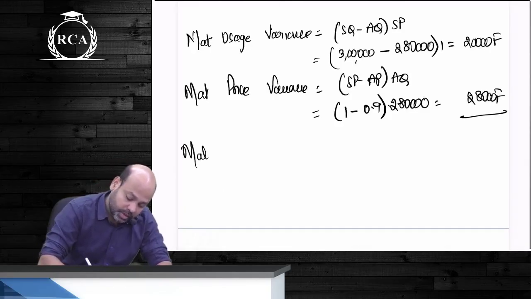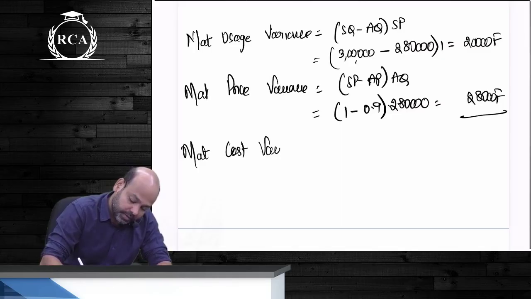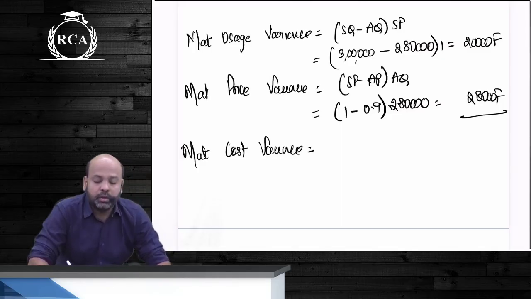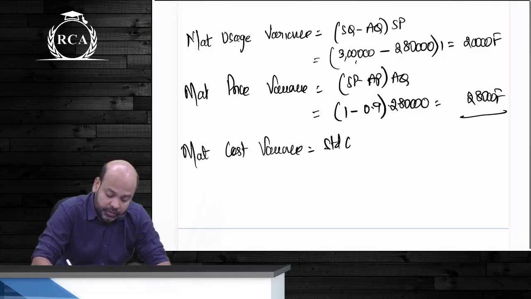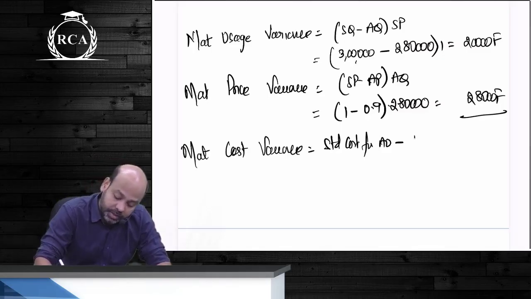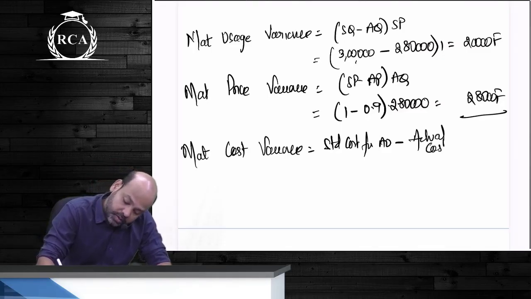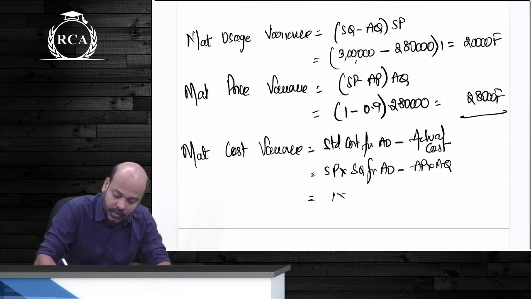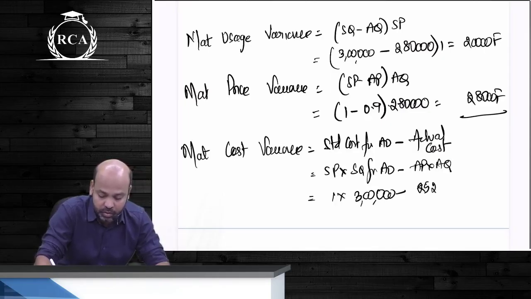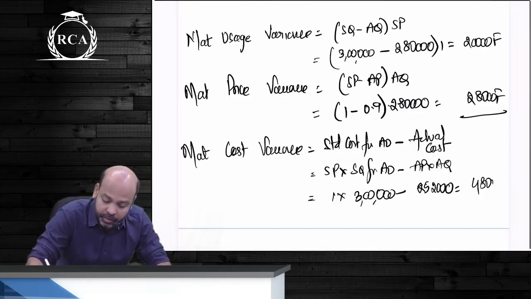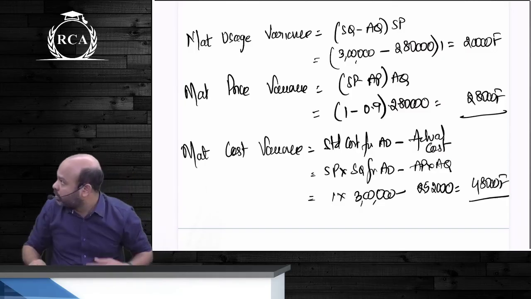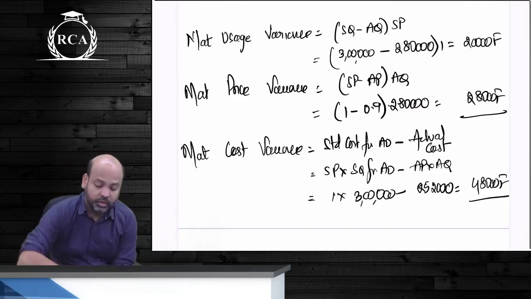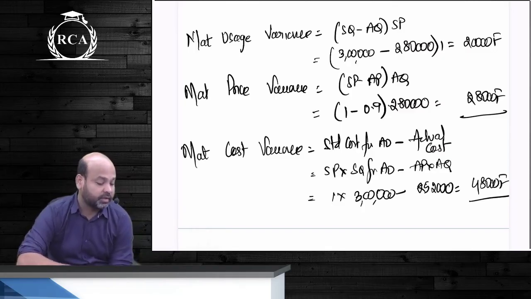The total of these two, beta, is material cost variance. What did I have to write? Yes, standard cost for actual output, beta, minus actual cost. Standard price into standard quantity for actual output minus actual price into actual quantity. 1 into 3 lakh, and the total of these is already given, 252. 48,000 favorable. This will be the variances, guys: material usage, material price, and material cost variance.